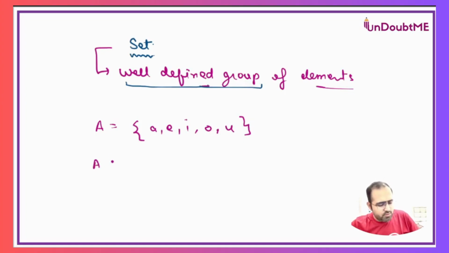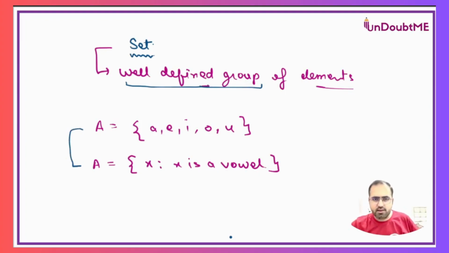Okay. This can also be written in this form: it contains x as an element, where x is a vowel. These are the two ways with which I have represented the same set, but in different ways. The first format is called roster form. Roster means you are representing all the elements of your group.